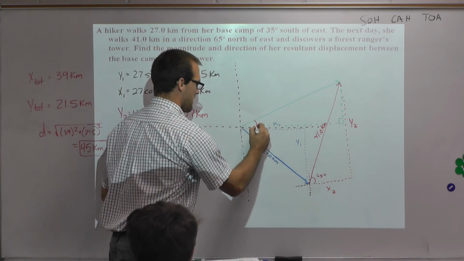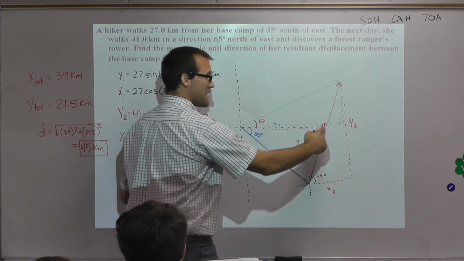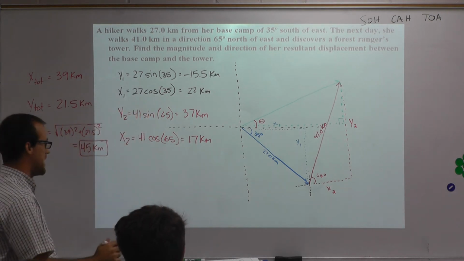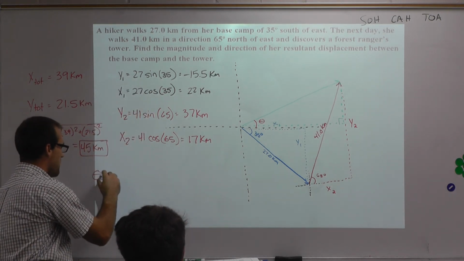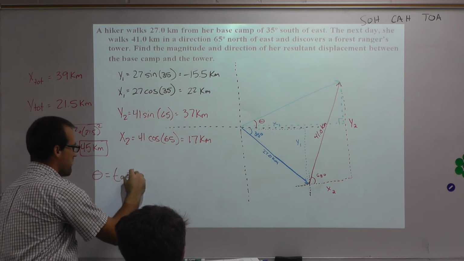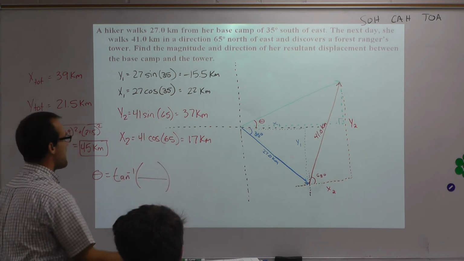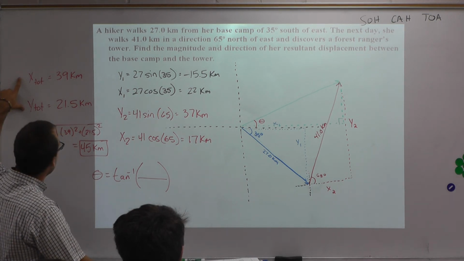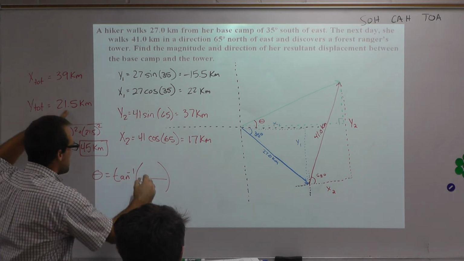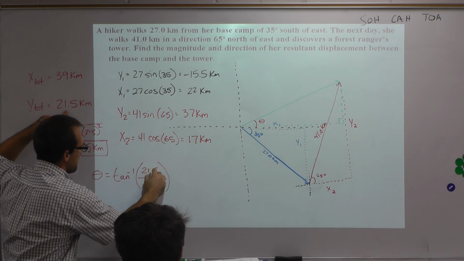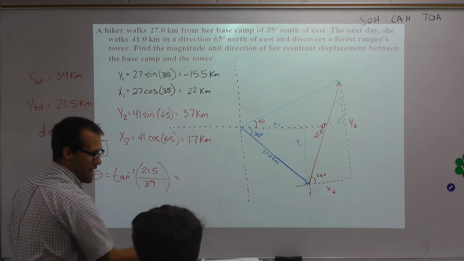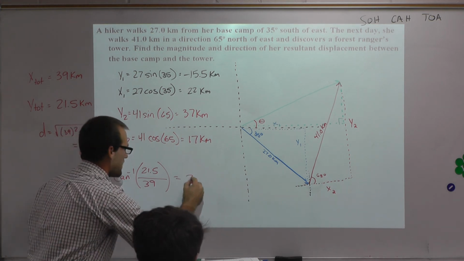It's this angle, right? We have the x and the y. Every time we find an angle, it's inverse what? So angle is tangent to the -1 of my opposite over my adjacent. It should be the totals. Opposite's 21.5. Adjacent's 39. Your angle now should be 29 degrees.